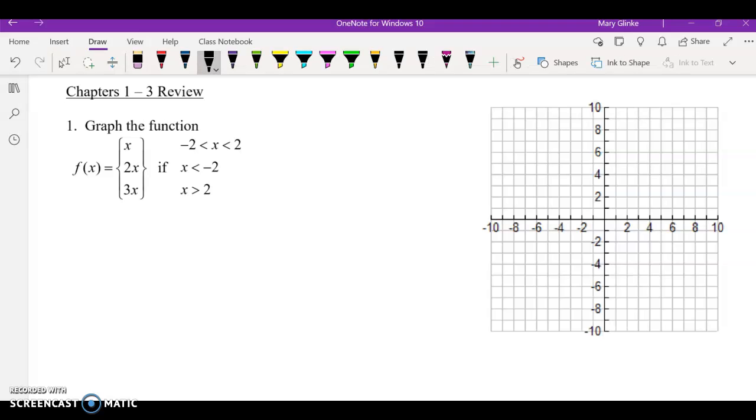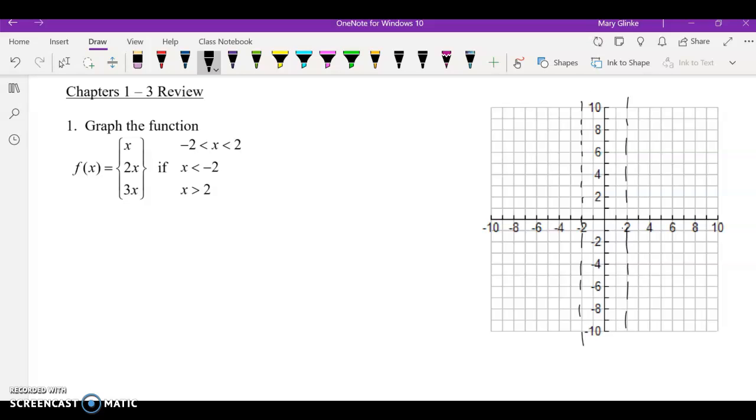So this problem, number 1, represents a piecewise function. It's asking you to graph 3 different lines, but it doesn't want the entire line, it only wants pieces of each of them. So we want to graph the line y equals x, but only for the x values in between -2 and 2. And then we want to graph 2x, but only for everything less than -2, and 3x for everything greater than or equal to 2. So we have these boundary lines here. This is where we're chopping up our graph.